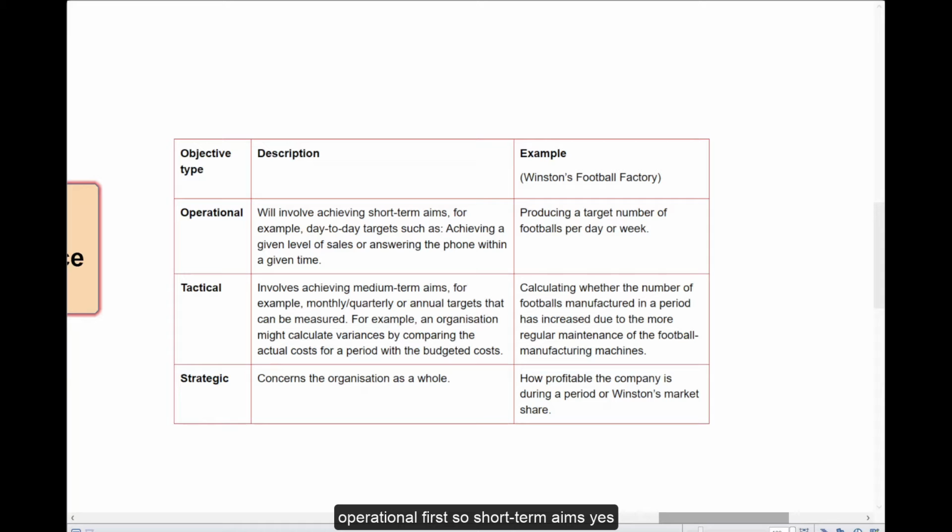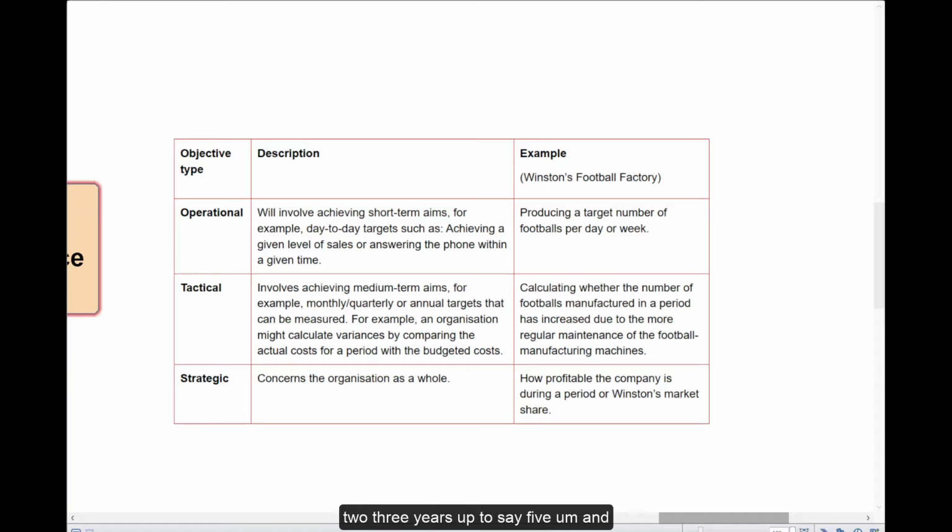So short-term aims, yes. The example here is from the study of Winston's Football Factory. At operational level, it might be, as you see here, a given level of sales or answering the phone within a period of time. In terms of an example, it might be a target number of footballs produced per day or per week. Okay. In terms of tactical, we saw up top, that's about medium term, isn't it?